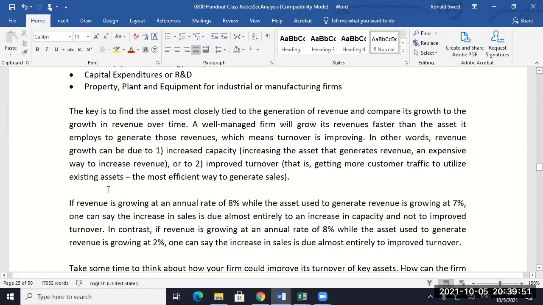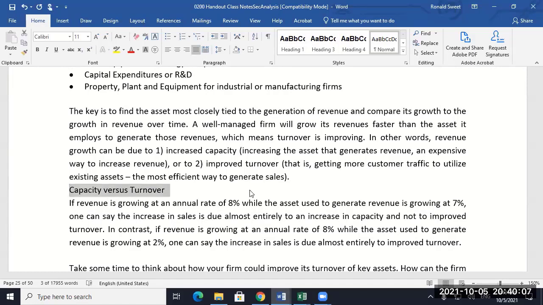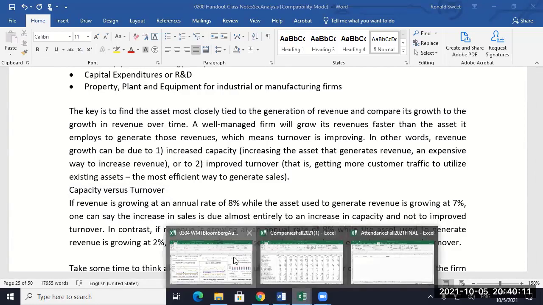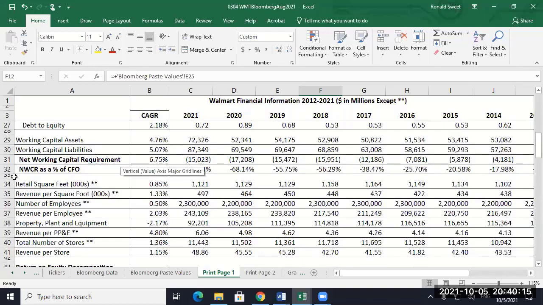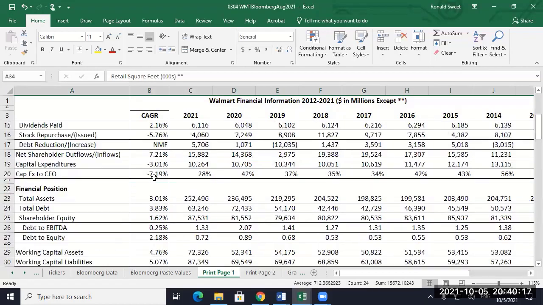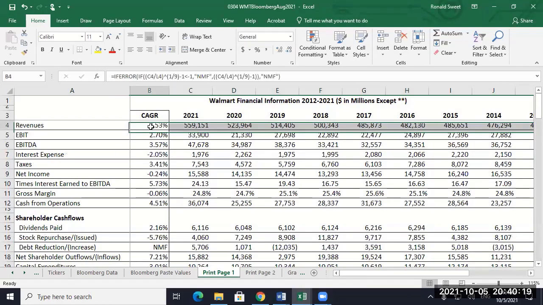All right, so here's the key for this paper, and we'll start here again next time as well. But I want to get this part. You've got capacity, and you have turnover. You've got to talk about those two things. So what are those? So let's look at Walmart. I want to really understand this. So we're doing square feet. So Walmart's revenues grew about 2.5%.